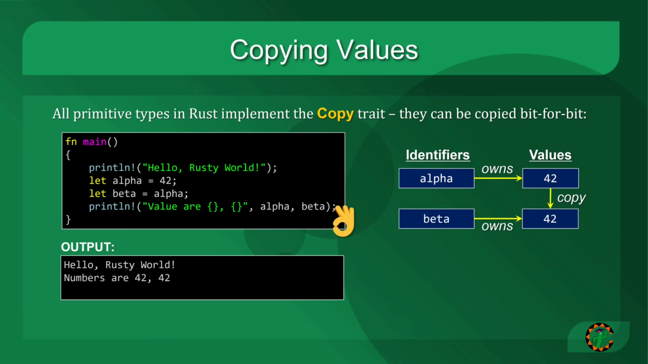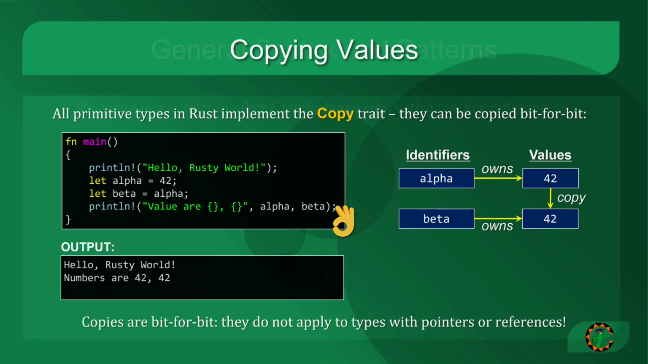It's critical to note that if the copy trait is enabled on a type, the copy operation is not defined by code. It's a function of the language itself. As a result, it should never be applied to types with pointers or references of any kind.